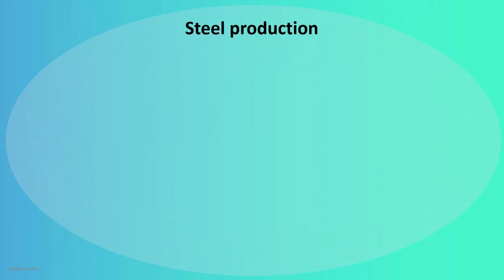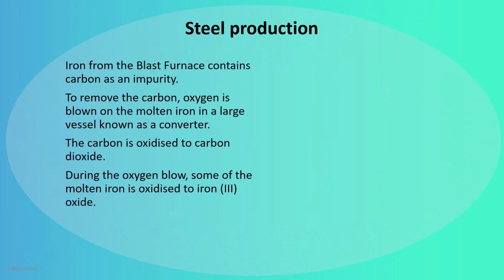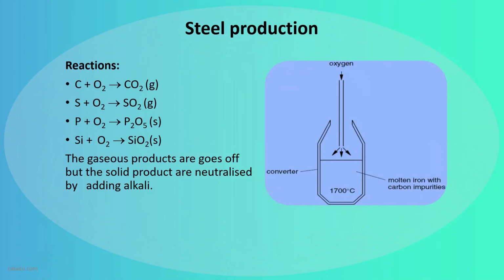Steel production. Iron from the blast furnace contains a large amount of impurities. To remove the impurities, we need oxygen. Many reactions take place. We get carbon dioxide, sulfur dioxide, phosphorus pentoxide, and silicon dioxide. But the first two oxides are gases, so they go out from here. But the other oxides, phosphorus oxide and silicon oxide, remain there as solids, so they are neutralized using alkali. And the remaining is the steel.